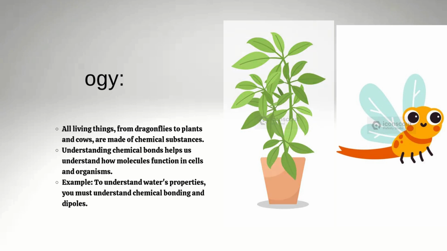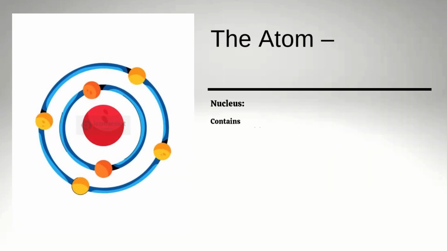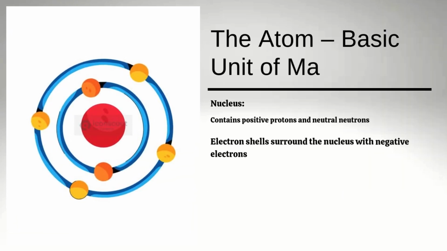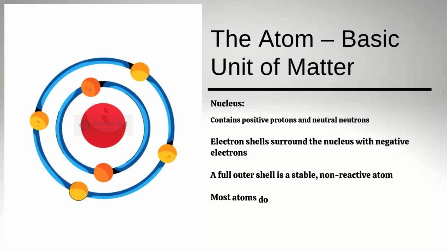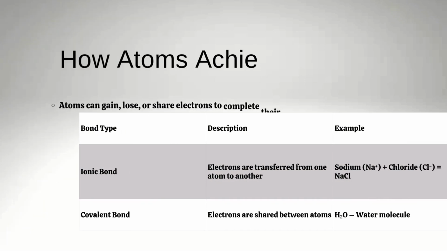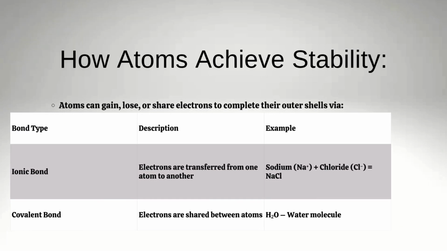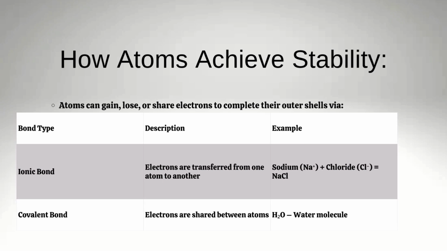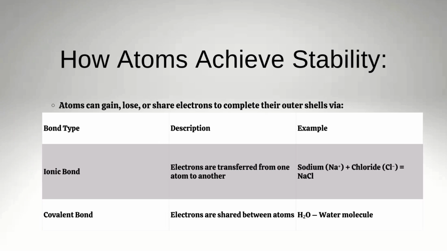Let's begin with the atom, the basic unit of matter. Atoms have a central nucleus made of positively charged protons and neutral neutrons. Surrounding the nucleus are shells with negatively charged electrons. A full outer shell makes an atom stable and non-reactive. But most atoms don't have this, so they react with other atoms to become stable. Atoms achieve stability by gaining, losing, or sharing electrons. This is the foundation for chemical bonding, and it's how all molecules form, from water to complex proteins.